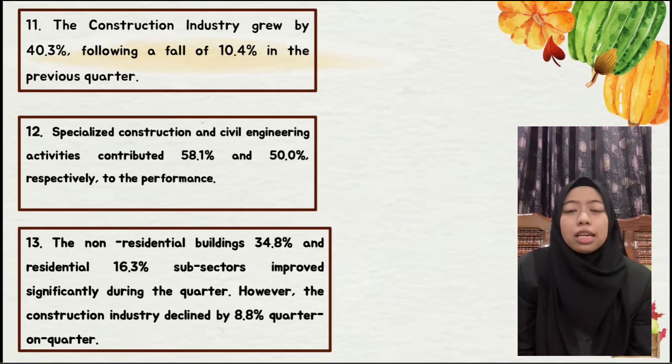The construction industry grew by 40.3% following a fall of 10.4% in the previous quarter. Specialized construction and civil engineering activities contributed 58.1% and 50.0%, respectively, to the performance. Moreover, the non-residential buildings 34.8% and residential 60.3% subsectors improved significantly during the quarter. However, the construction industry declined by 8.8% quarter on quarter.